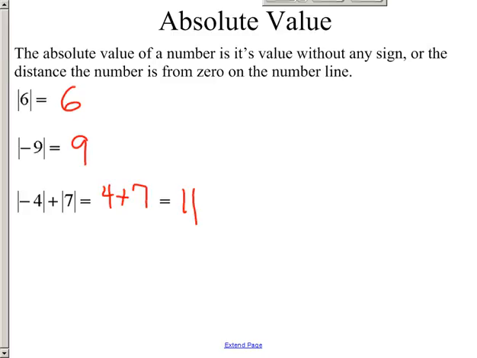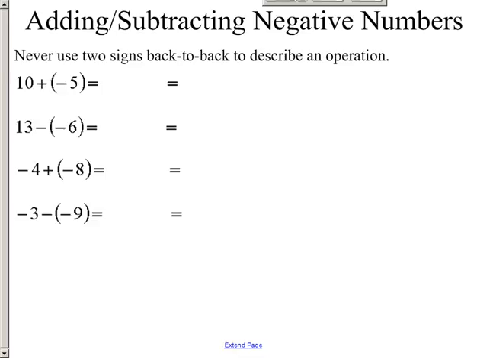Here's slide 2. Okay? I'll give you a second to get this all written down. It says, adding and subtracting negative numbers. We never want to use two signs back to back when describing an operation. In other words, when it says 10 plus negative 5, we can really just rewrite that as 10 subtract 5. That's what it means. And if we take 10 and subtract 5, we get 5.